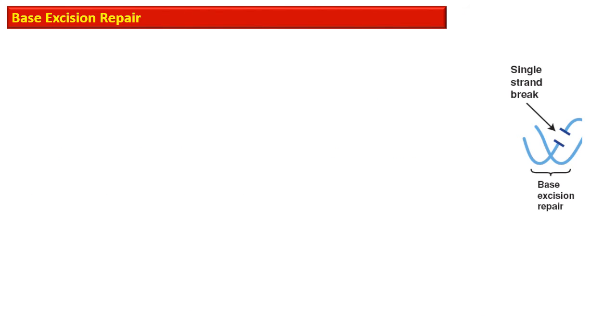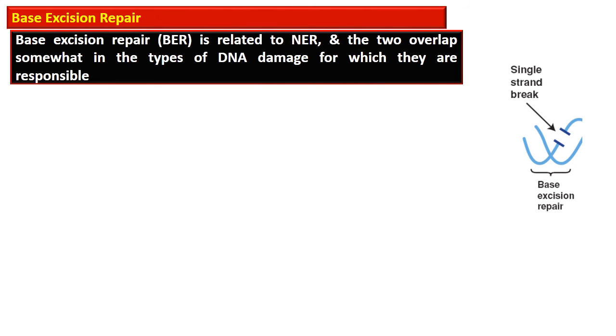The base excision repair is another cell surveillance mechanism that is related to the nucleotide excision repair mechanism, and these two mechanisms overlap in the type of DNA damage for which they are responsible.